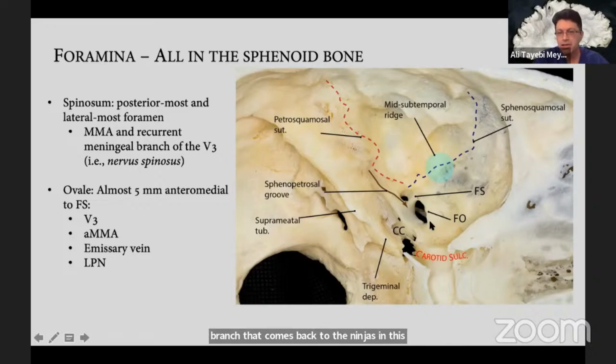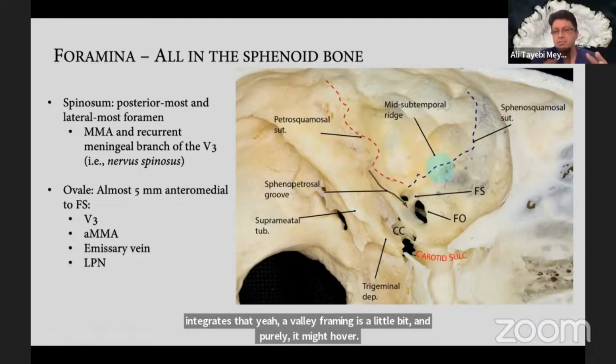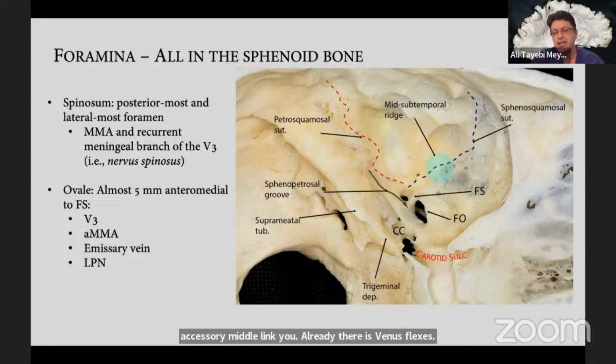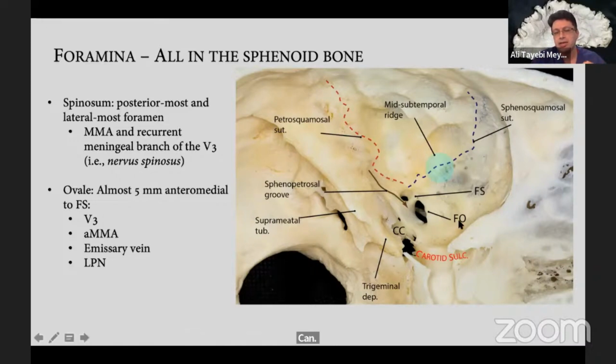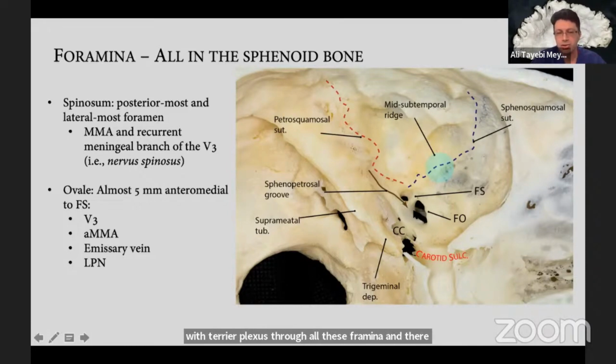The foramen of Vesalius is a little bit anterior. It might harbor an accessory middle meningeal artery. There is a venous plexus basically connecting the cavernous sinus with the pterygoid plexus through all these foramina. And there is another nerve that goes here, and we will talk about it. It's called the lesser petrosal nerve. So it is important to understand what structures cross these foramina.